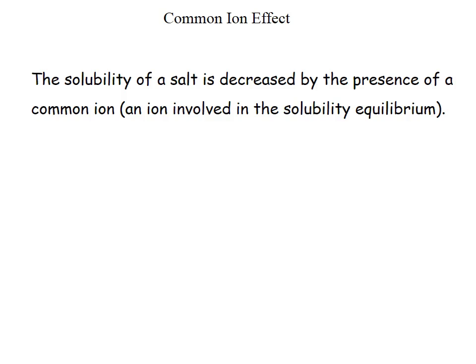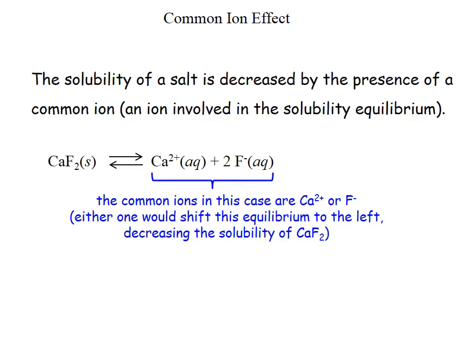So the solubility of a salt is decreased by the presence of a common ion. So that would be an ion involved in the solubility equilibrium. If we use our original solubility equilibrium that we used when we first introduced solubility, calcium fluoride dissociating into calcium ions and 2 fluoride ions, then the common ions in this case would be calcium or fluoride. The presence of either one of these in the solution already would shift this equilibrium to the left. That's what Le Chatelier would say, right? Le Chatelier's principle says that if we add products, the equilibrium will shift to the left, which is the solid side, which is going to decrease the solubility of the salt.